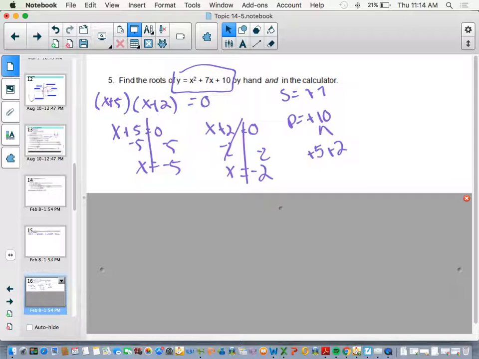I did something wrong. Mine's negative 3.5. Miss Springs, I did something wrong. Y'all were doing it wrong.